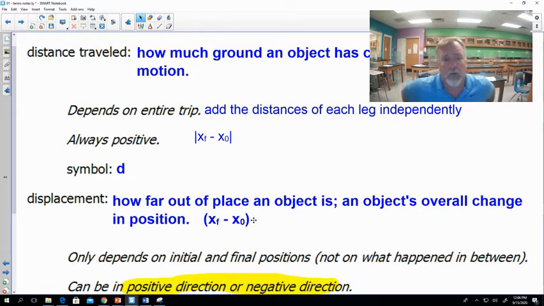All right. So I want you to make sure you understand the difference. Displacement does not care how many different legs you do. You're just taking the final minus the initial. Distance does. It depends on how many legs you do because you've got to add up the distance of each little leg.